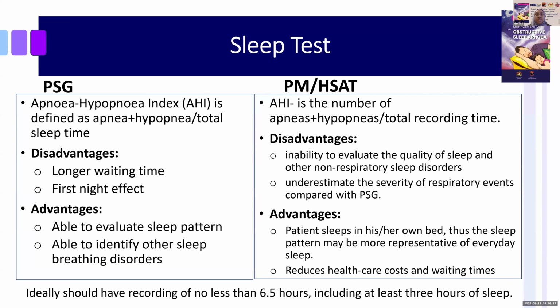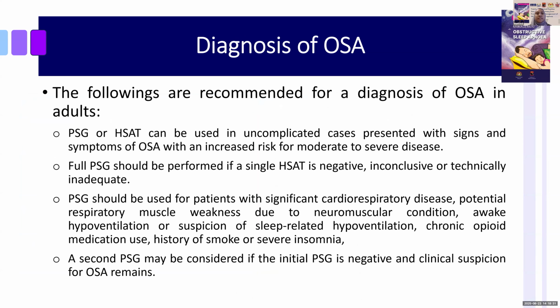So how do we diagnose OSA after we have put the patient on the sleep test? The following are recommended for a diagnosis of OSA in adults. PSG or home sleep apnea test can be used in uncomplicated cases presented with signs and symptoms of OSA with increased risk for moderate to severe disease. Full PSG should be performed if a single home sleep apnea test is negative, inconclusive, or technically inadequate.